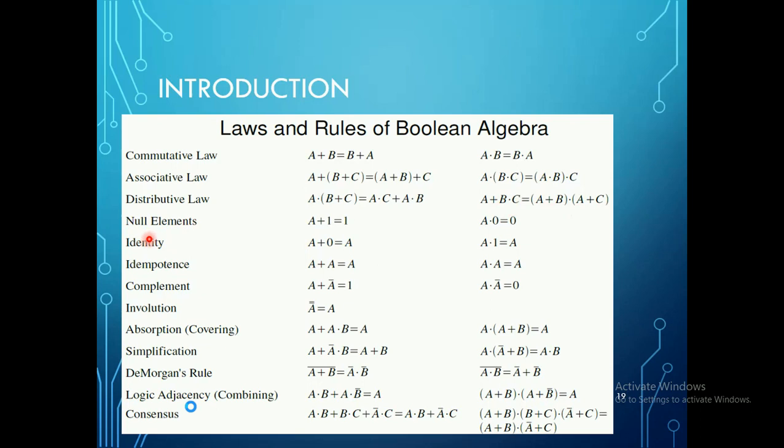So next you have identity law, that is A plus 0 is equal to A and A into 1 is equal to A. Okay, you add 0 to A, you get back A itself. Something you multiply with A, you get A itself. Or you say A plus 1 is equal to 1. The same way, A into 0 is equal to 0.